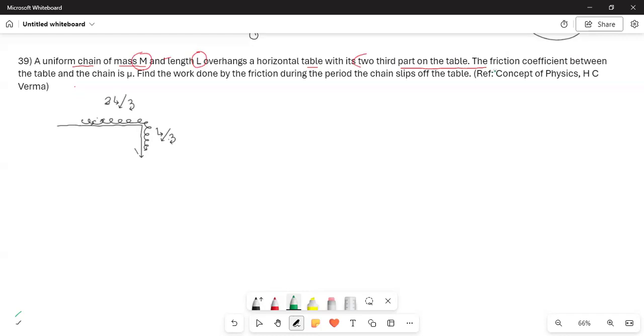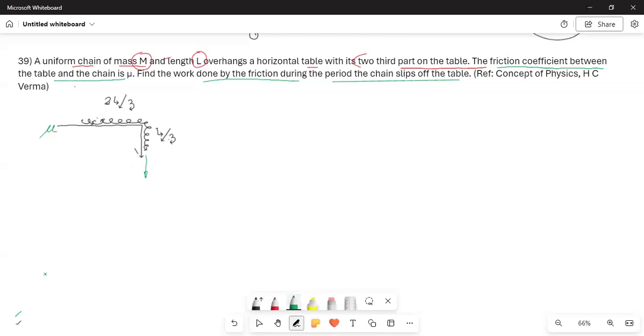Now, the problem says the friction coefficient between the table and the chain is mu. Now there is a friction. In the earlier problem, there was no talk about any friction. Find the work done by the friction during the period the chain slips off the table. That means it says that friction is so small that the chain by itself slips off the table.